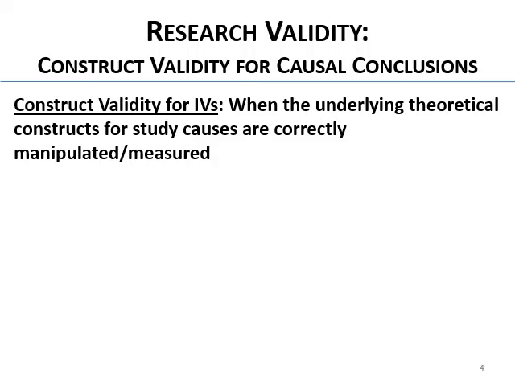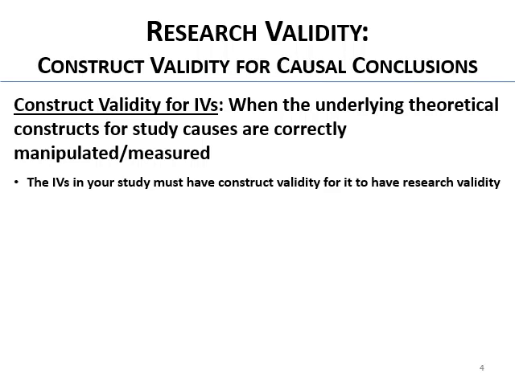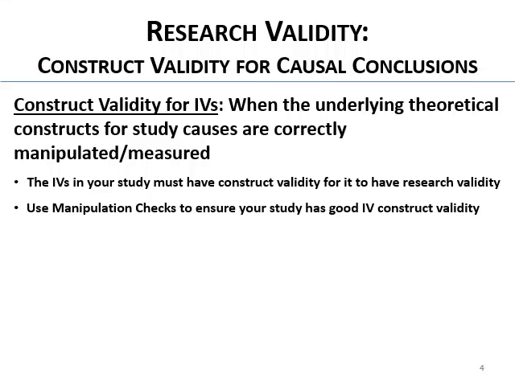So let's switch specifically to construct validity for your IVs, your causes. When the underlying theoretical constructs for study causes are correctly manipulated and measured in your study, you have construct validity for your independent variables. So the IVs in your study must have construct validity for your study to have research validity. So one way to ensure that you have correctly manipulated or measured those underlying causes, that is your IV was well done, is to do what we call manipulation checks. Manipulation checks are used to ensure that your study has good IV construct validity.